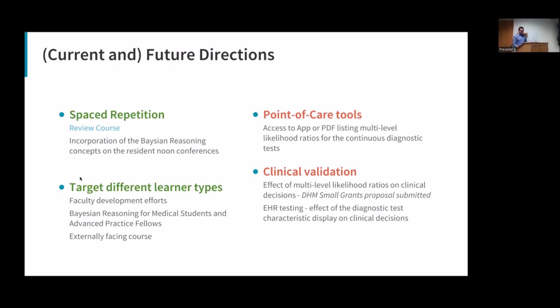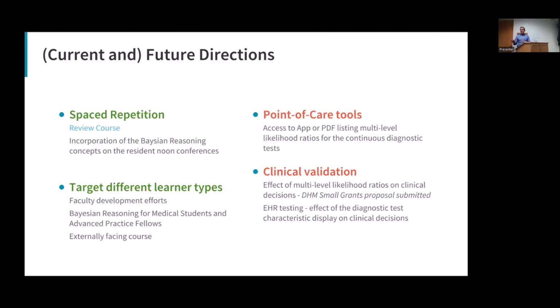Then we've also tried to target different learner types so that on the wards, medical students, residents, and faculty both have some degree of familiarity around this concept. So the conversations can happen more at ease on the wards in real time. So we have taken some faculty development efforts. This course is open to all our faculty here.